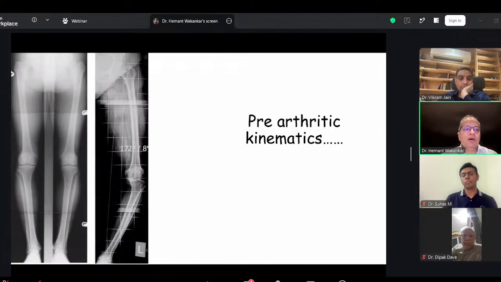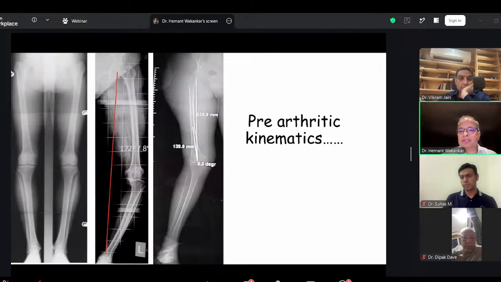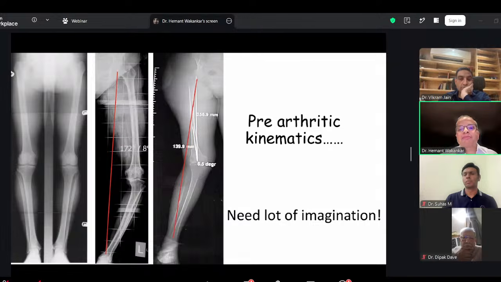And to work out what was the pre-arthritic kinematics in this patient, I think you are asking for a lot. And this is the kind of axis, and the same is true with the valgus alignment as well. So it needs a lot of imagination, if you have to assume that this knee had a certain degree of kinematics, or what was the original kinematic axis of these patients before the arthritis set in.